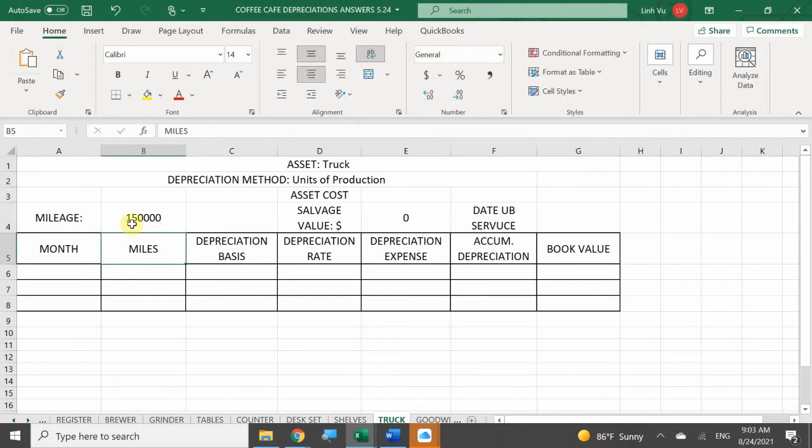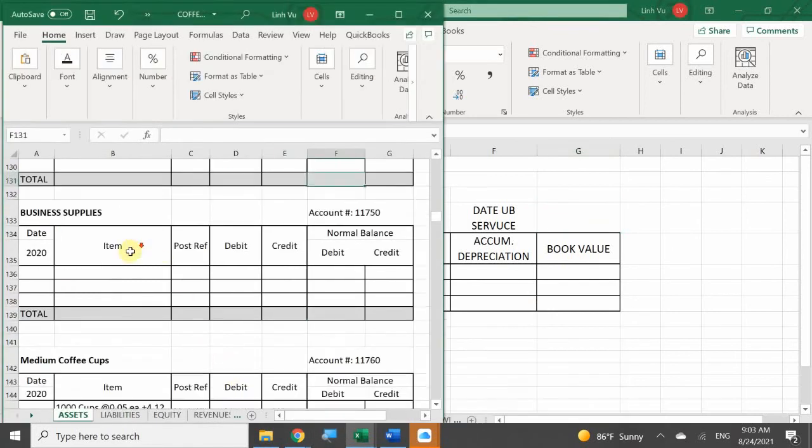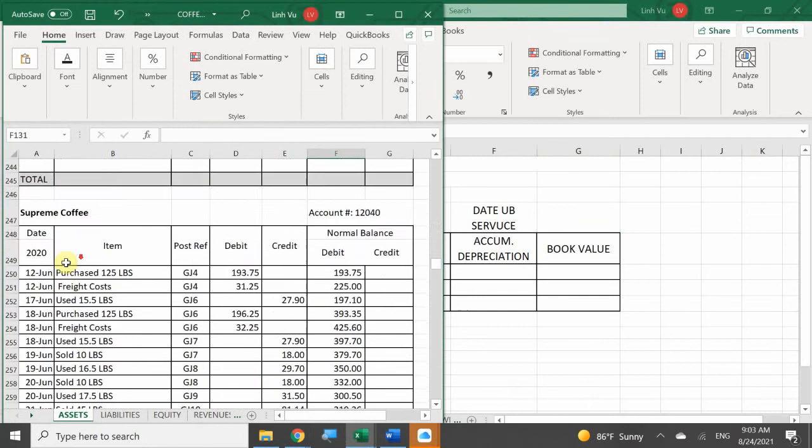So now we have to figure 2 things out. Number 1 is going to be the asset cost, and then number 2 is going to be the date that we placed into service. Now, where can we find these values? In the general ledger. Good. So let's go into our ledger real quick and find that truck.